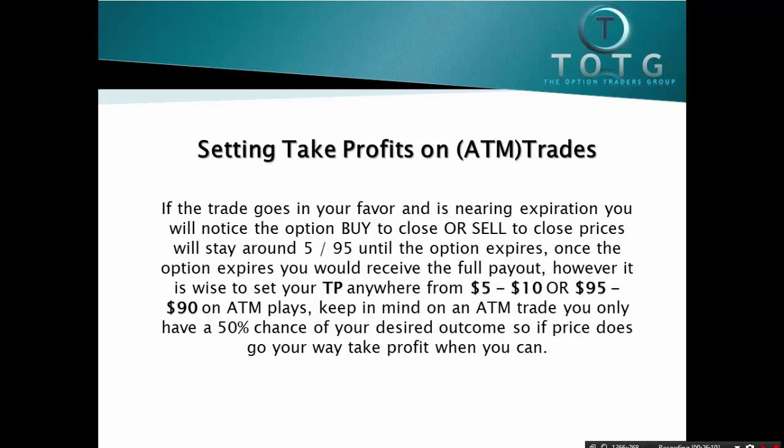Okay, so setting take profits on the at-the-money trades that we talked about. If a trade goes in your favor and is nearing expiration, you will notice the option buy to close or sell to close prices will stay around 5 and 95 if you look on the Nadex platform. And this happens until the option expires. Once the option expires, you would receive the full payout. However, it is wise to set your take profits anywhere from 5 to 10 or 95 to 90 on the at-the-money plays, as we talked about in the at-the-money examples earlier in the presentation.